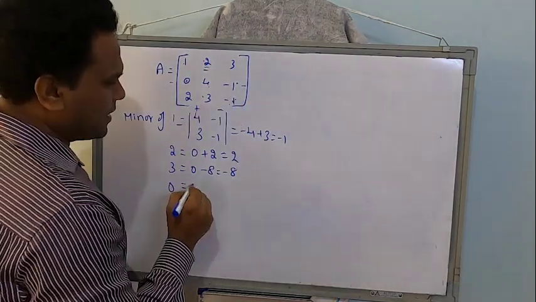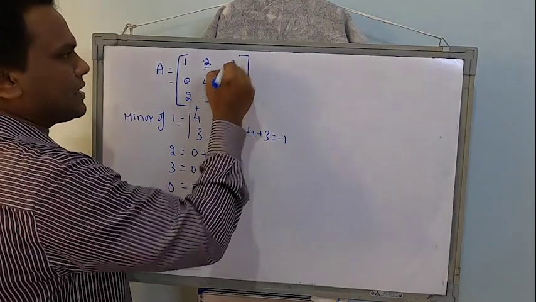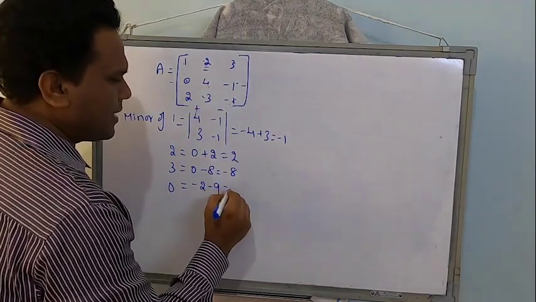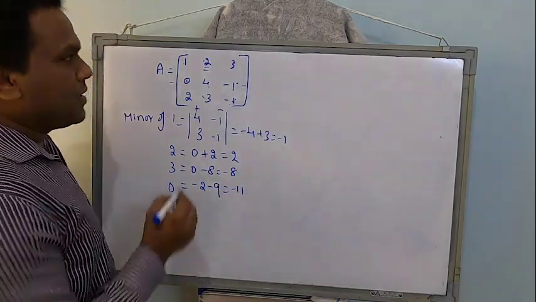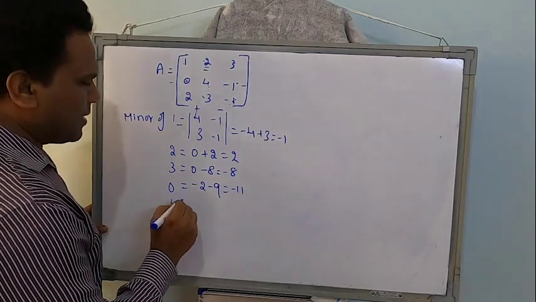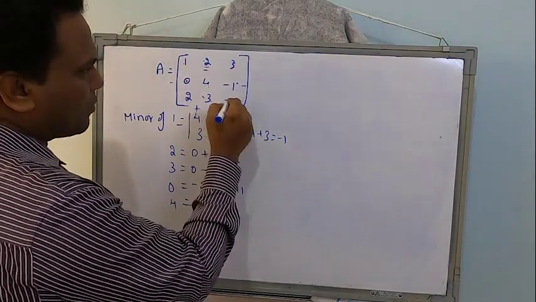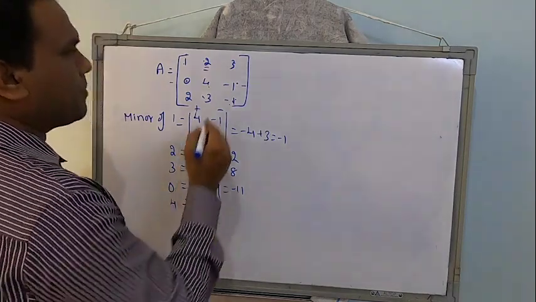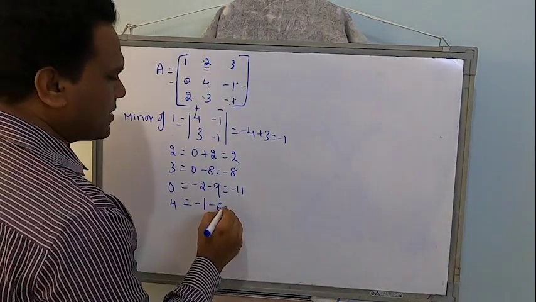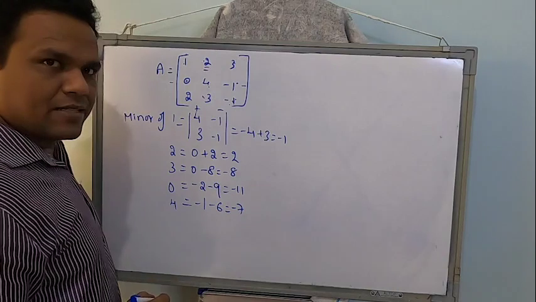So 2 multiplied by minus 1, minus 2, minus 3 multiplied by 3 will be 9, and that's going to be minus 11. Now the next, my 4 is there, minor of 4. Leaving the column and row, the remaining elements are 1 multiplied by minus 1, minus 3 multiplied by 2 will be 6, and that's going to be minus 7.